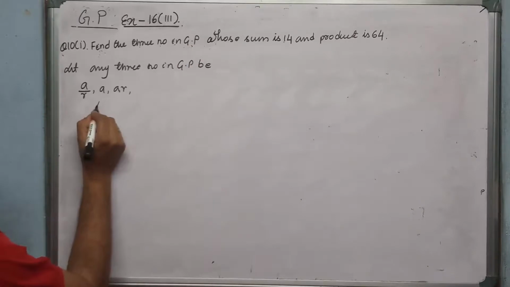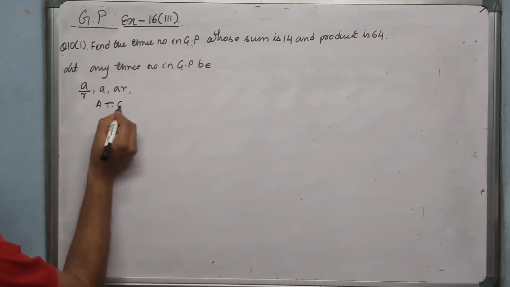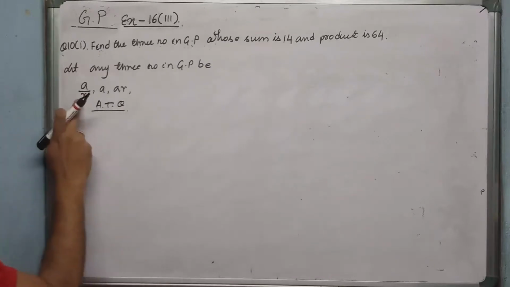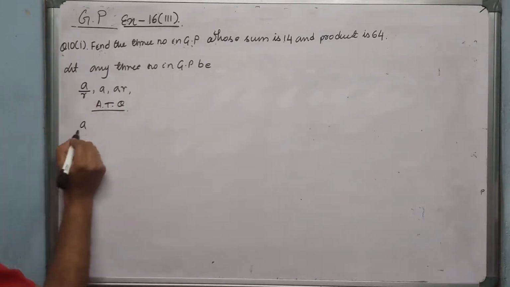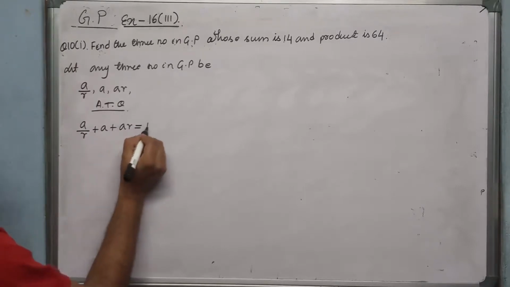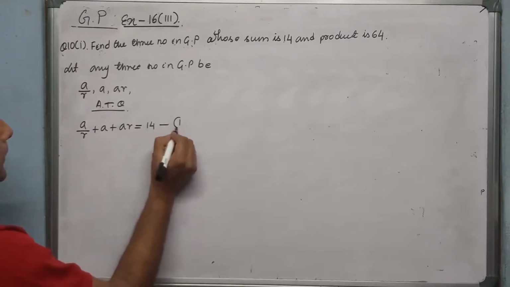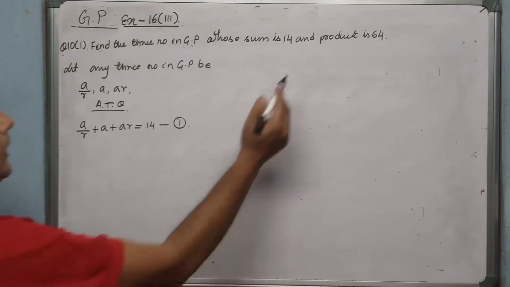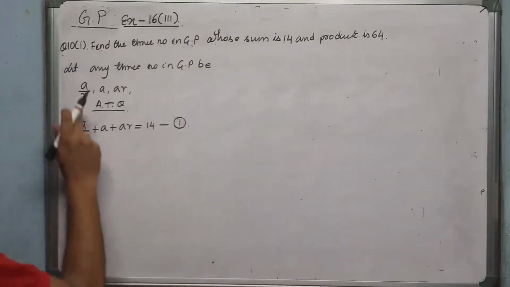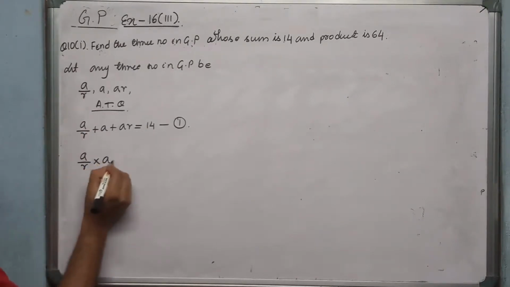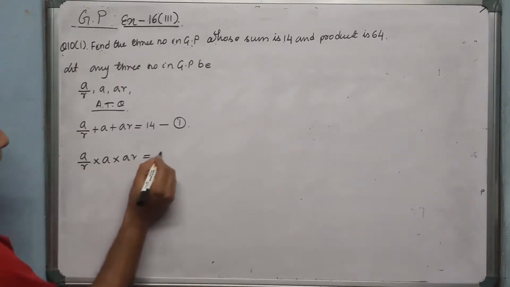And next, according to the question, what is given? The sum of the three numbers is 14. That is A by R plus A plus AR is equal to 14. Let it be equation number 1. According to the question, their product is 64. The product of these three numbers is 64, meaning A by R into A into AR is equal to 64.